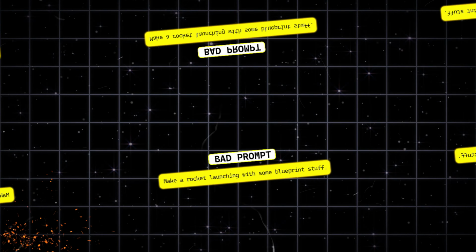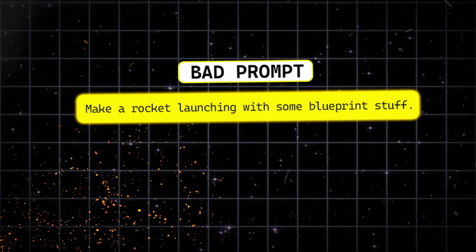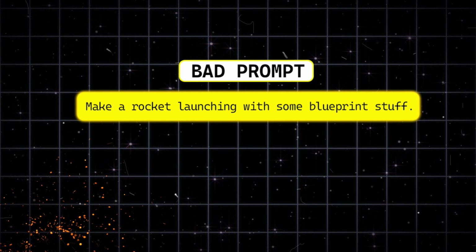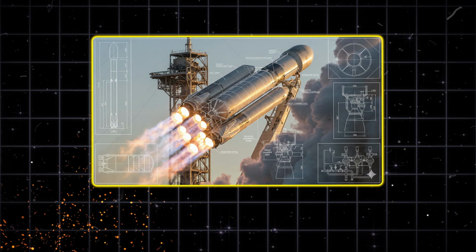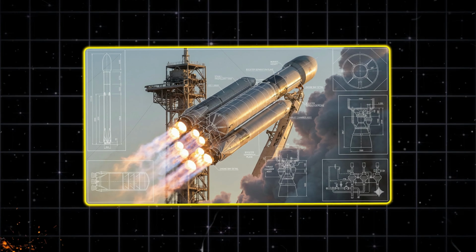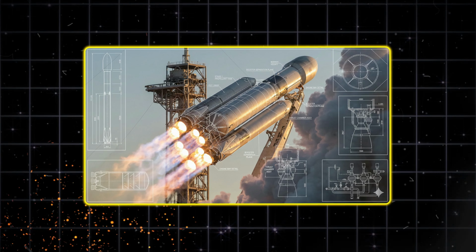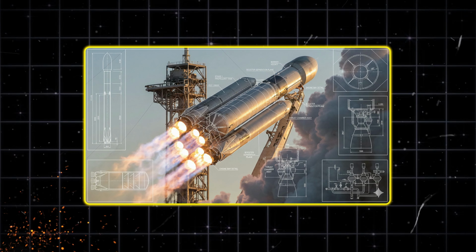For example, look at this bad prompt. Make a rocket launching with some blueprint stuff. When you give Nano Banana Pro almost nothing to work with, this is what you get. A generic rocket, no clarity, no cinematic composition, and blueprint overlays that make no sense.